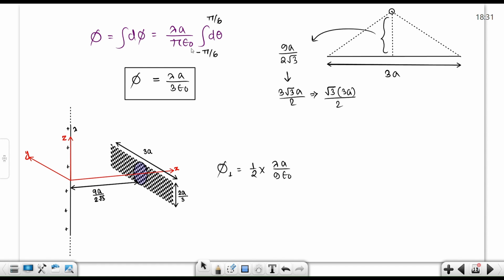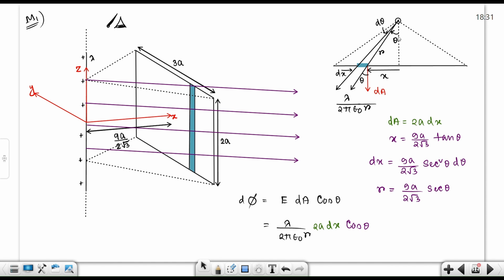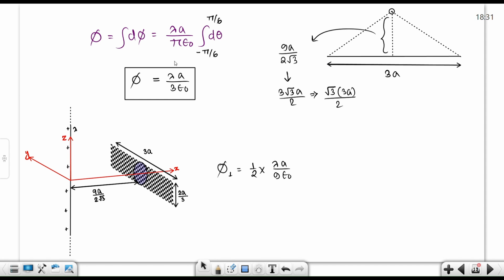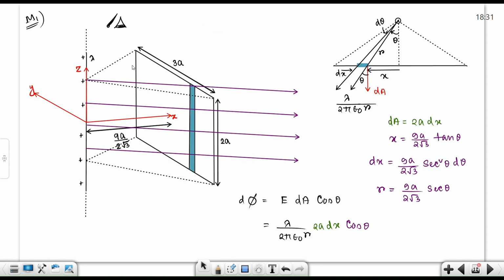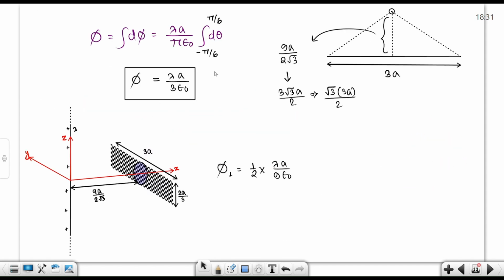So if I set the limit of my integral from minus pi by 6 to pi by 6, then I will get this value. Why minus pi by 6? Because I have taken the theta from here, so minus pi by 6 to pi by 6. Okay, so the value of flux through this area is lambda a upon 3 epsilon naught.